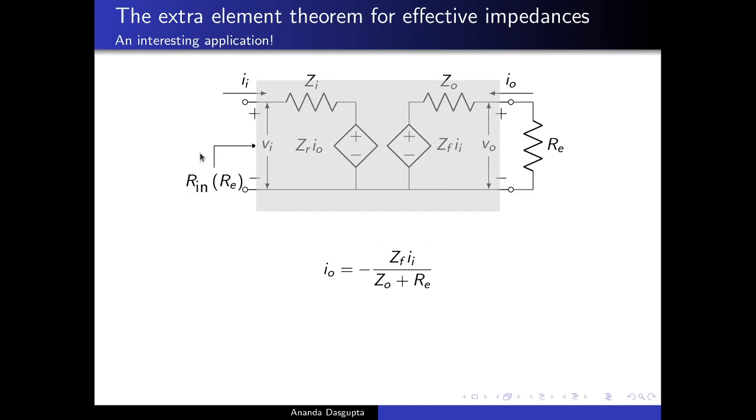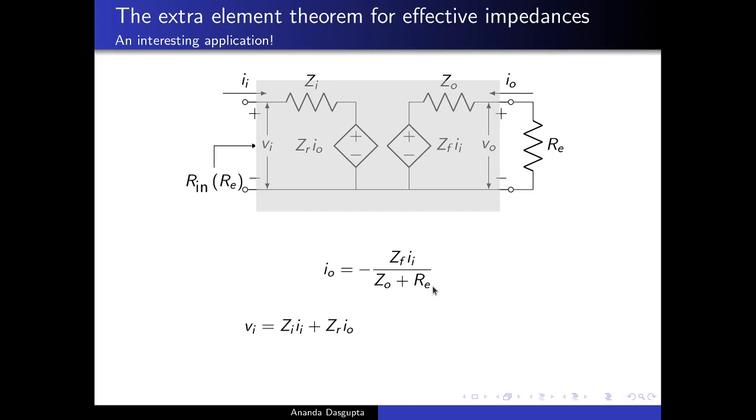Well, to find out the effective impedance between these ports, all I have to do is divide the input voltage Vi, the voltage between these two ports, by the current flowing in. But to figure out the input voltage, what I need to know is Zr Io, and that's where the Io comes in handy. So Vi, of course, is the drop across this Zi plus Zr Io. This is exactly what we have seen a while ago. But Zr Io is now minus Zr Zf Ii by Zo plus Re.